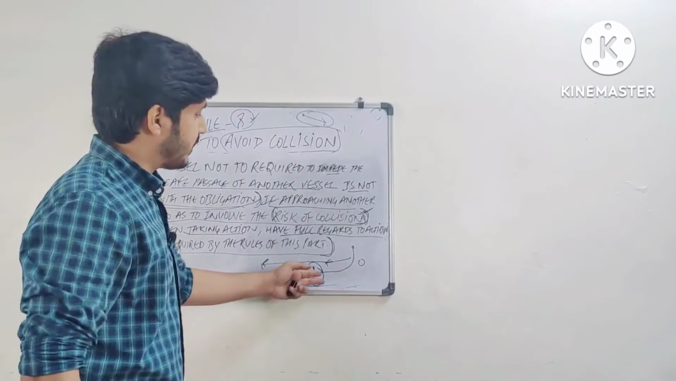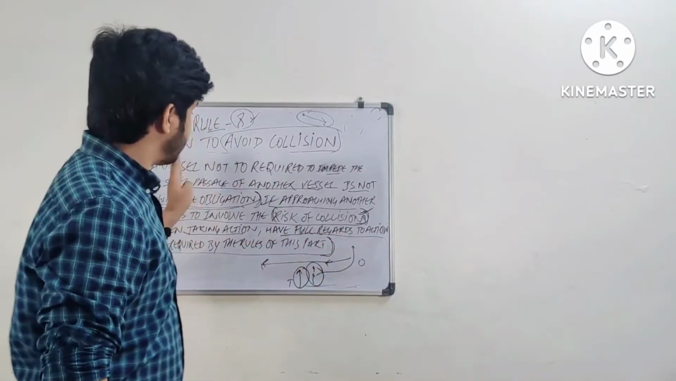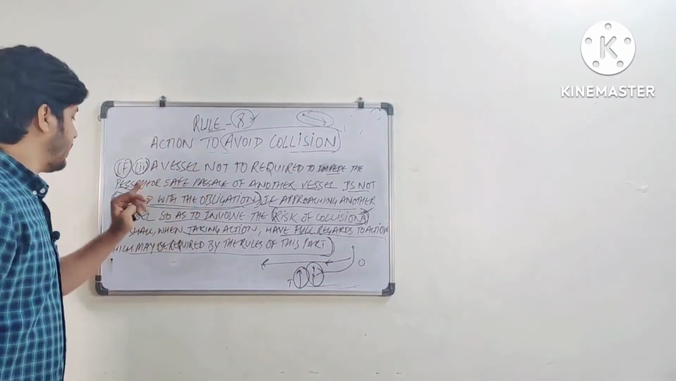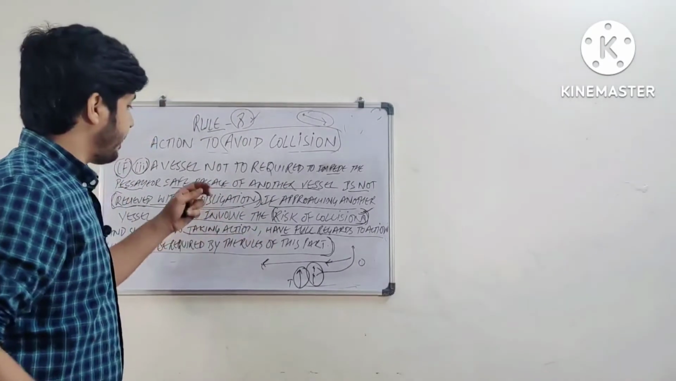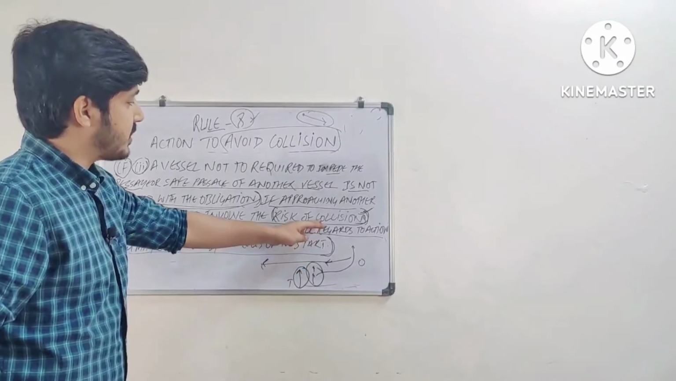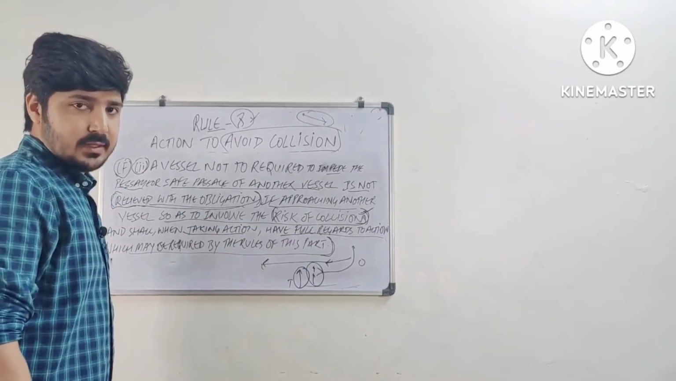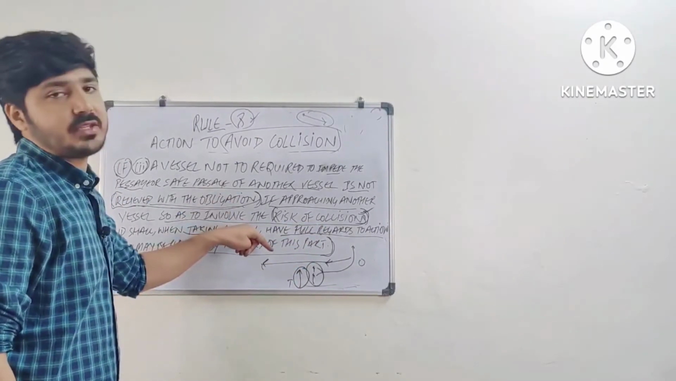Okay, so that is what this part is telling us, that they are not relieved from their obligation, basically meaning the duties, because the risk of collision has existed. If they have not taken the early action, they have to take the action now.